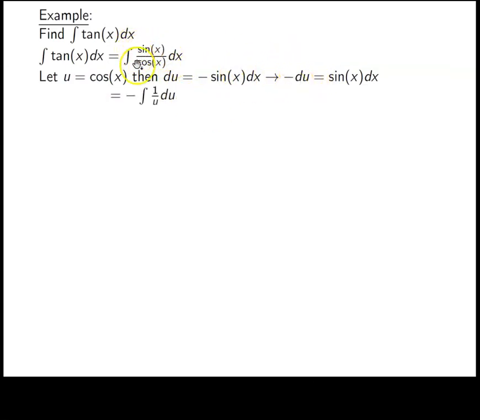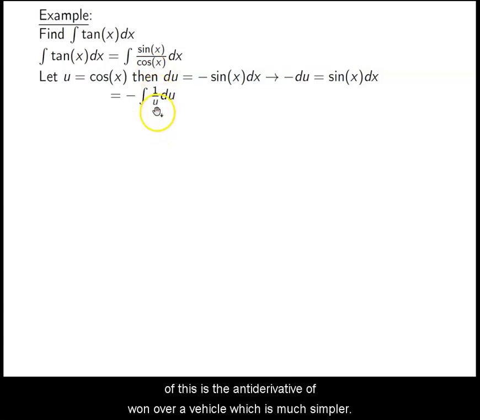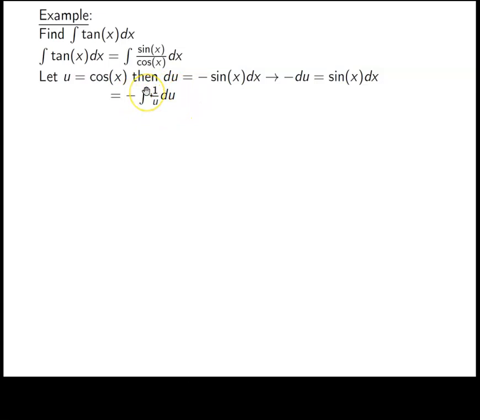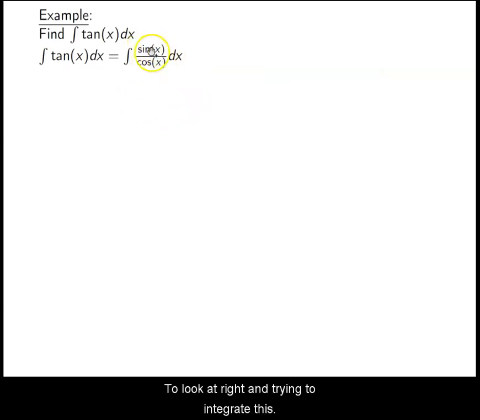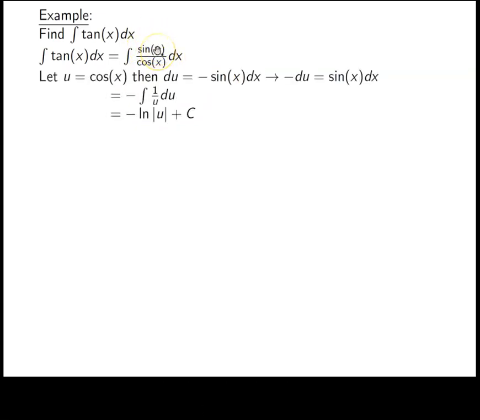So this integral becomes negative integral of 1 over u, right? U is in the denominator. Sine of x dx is that negative du. So that's why we have a negative, that's why we have the du, and that's why we have u on the bottom. I know what the antiderivative of this is. The antiderivative of 1 over a variable, which is much simpler to look at than trying to integrate this, is just natural log of u, plus that constant of integration.